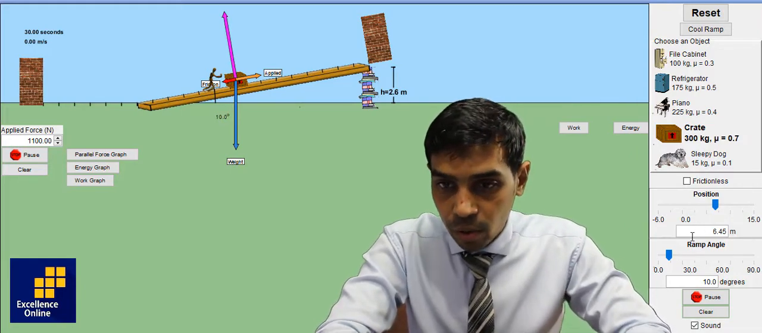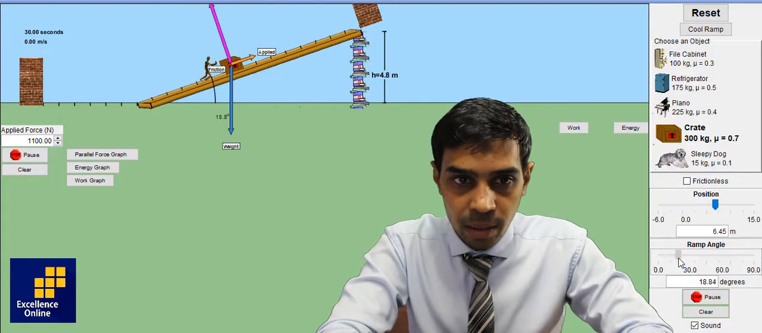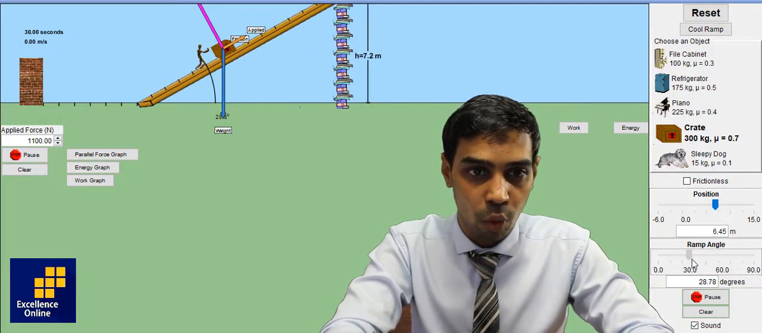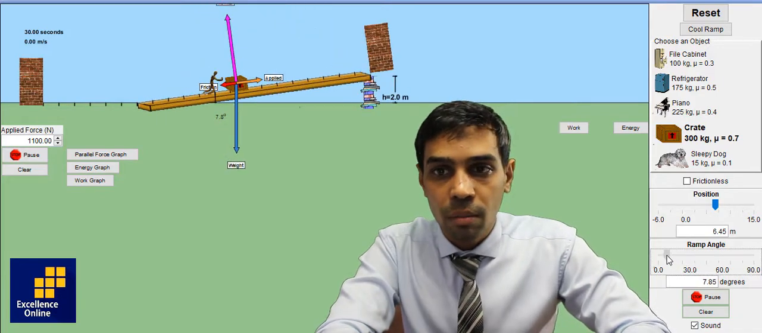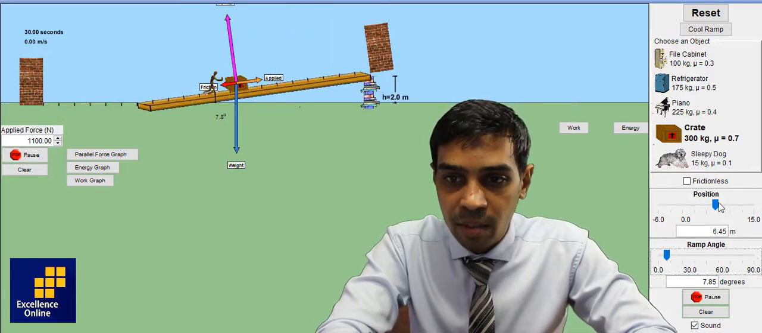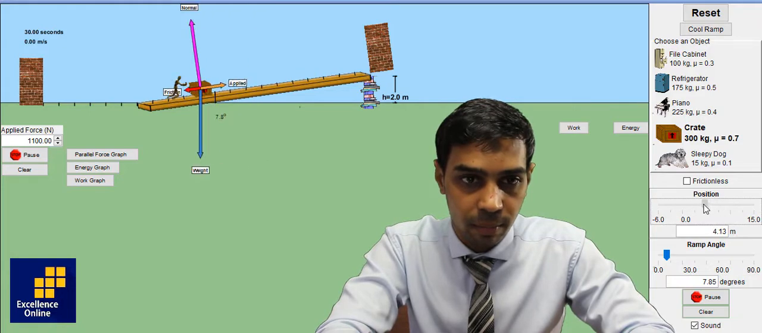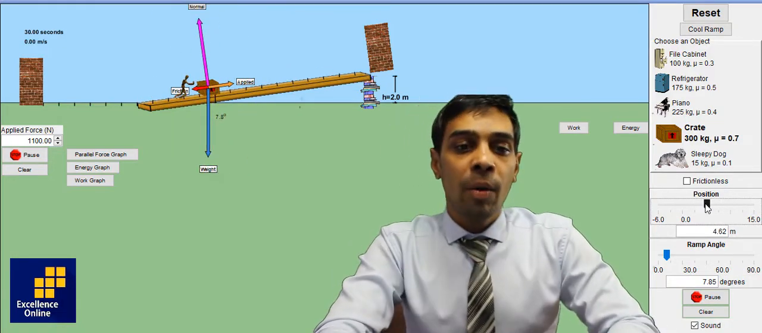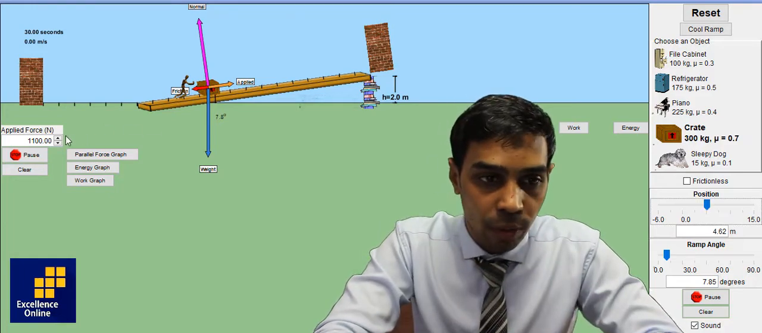Now in this software, what I can do is change the angle. I can just make it 20, 30, and more. So you can change the angle and you can even change the position of the object. Oh wow, I can just slide it down. That's nice. Alright. Now I'm going to apply more force on that.